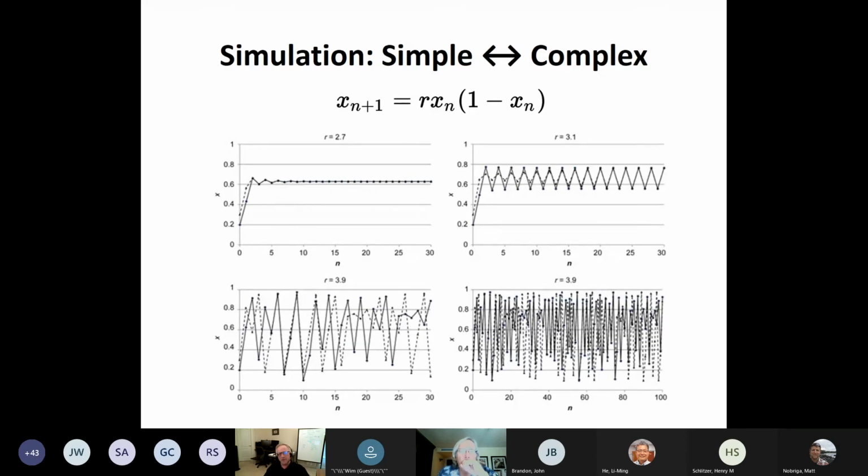One confusing thing for people in simulation is they confuse complicated models with complex behavior. So I don't think you can get much simpler than that model there. X at n+1 is R x_n (1 - x_n). And those are 4 different values of R in that very simple model that illustrates complex behavior. Complicated models can also illustrate simple behavior. So don't confuse the complexity of the model with the complexity of the behavior.